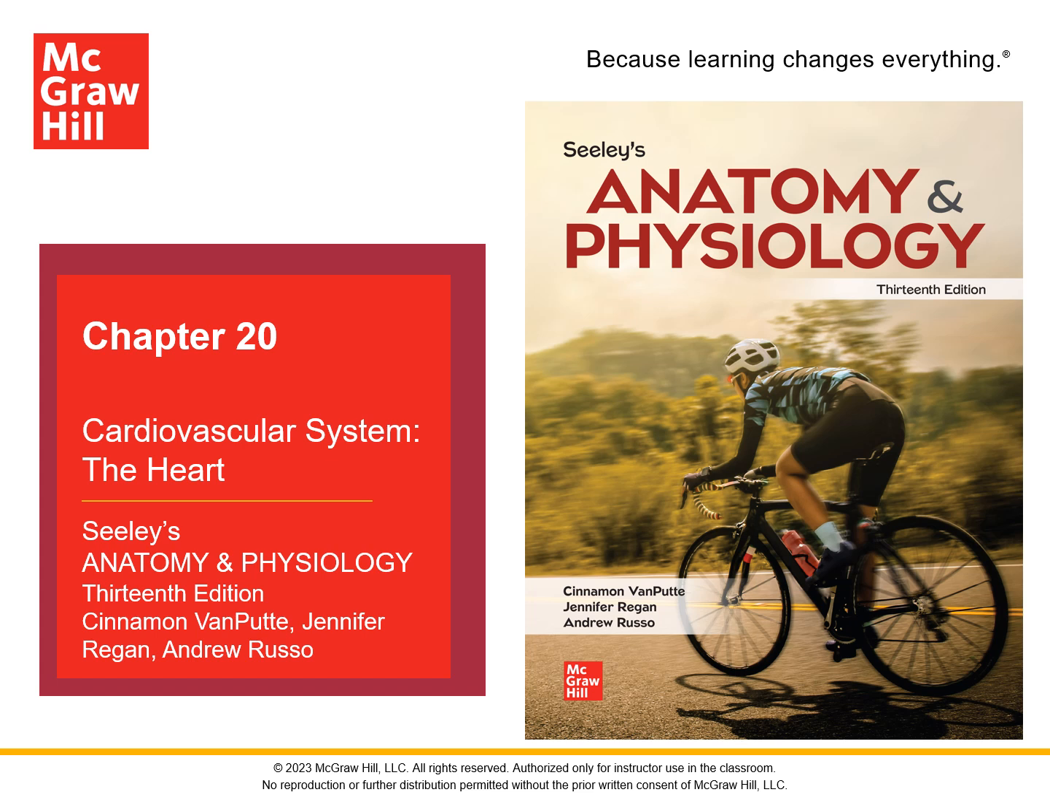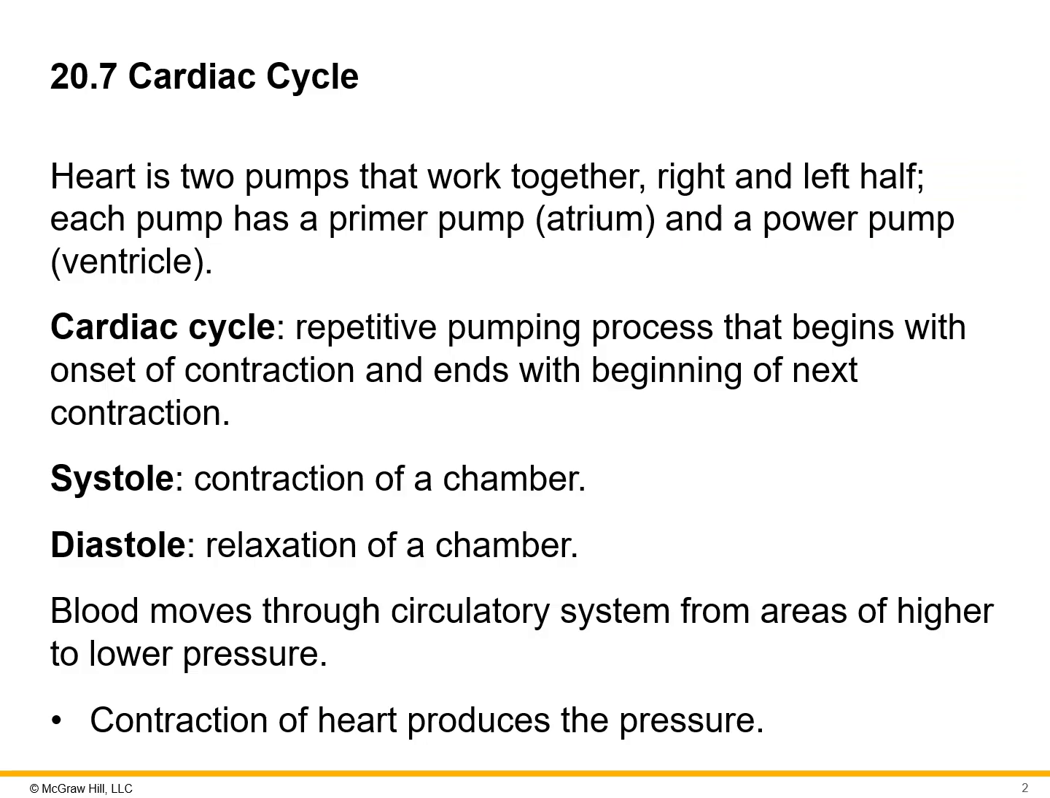Finish up chapter 20 here with the cardiac cycle. So this cardiac cycle here, just to back up a little bit. The heart essentially is two pumps that work together. The right and the left half each have a pump with a primer, which is the atrium. Again, we have that quick action potential, and then the slower kind of power pump is the ventricle with that extended plateau portion that allows that extended contraction.